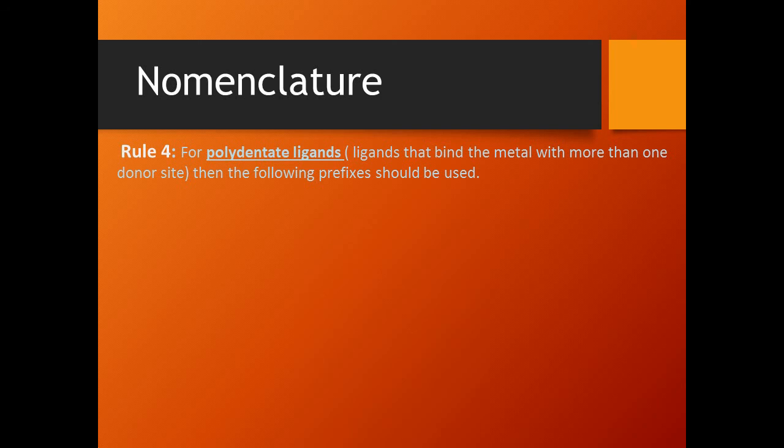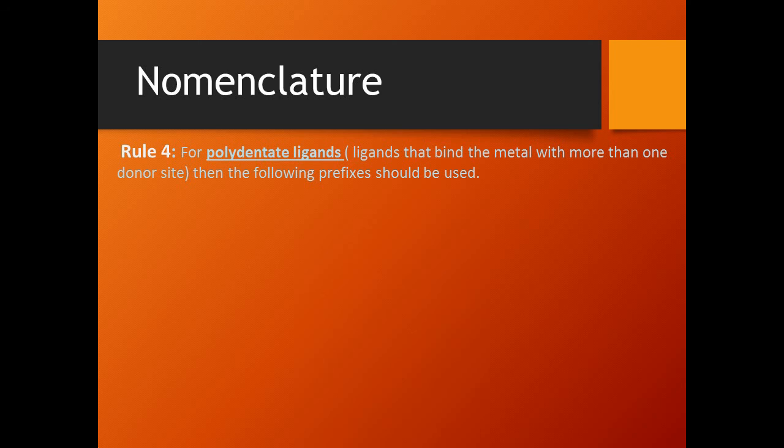Some examples I have given: EDTA, ethylene diamine tetraacetic acid; en, which represents ethylene diamine. In ethylene diamine you have two NH2 groups, NH2 and NH2, so it is given the name diamine. Therefore there are two donor sites present in the single ligand, so it comes under the category of polydentate ligands. Similarly, oxalate, simply represented as ox, C2O4. Here also there are two donor atoms, oxygen, in the single ligand. So these are some examples of polydentate ligands.